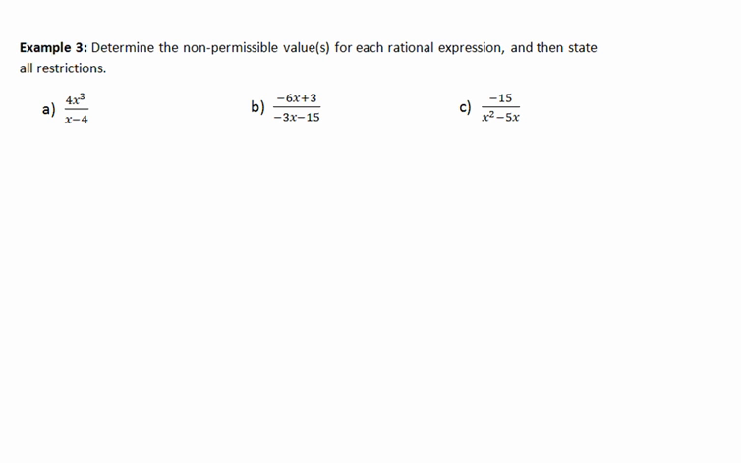Okay, non-permissible values. So non-permissible values are the values that make the denominator 0, because we cannot divide by 0. It just doesn't exist. When we graph that, if you take your graphing calculator and look at some of these graphs, it's going to make something called an asymptote, a line that it doesn't touch. We'll look at those too. Okay, so looking at this one, when we say non-permissible values, just look at the denominator.